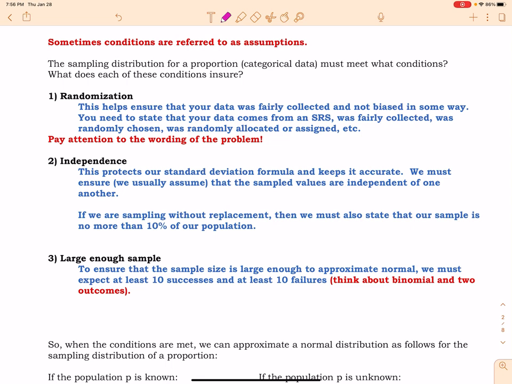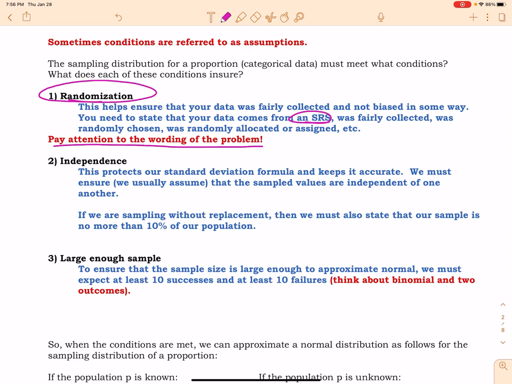So the first thing we need to pay attention to is this idea that randomization occurs. We want to make sure that our data comes from a simple random sample. That way we know that we're avoiding bias at all costs. We have to pay attention to the wording of the problem. Sometimes they'll tell you it's a simple random sample. Sometimes they'll say the data was randomly collected, etc. So pay attention to that.